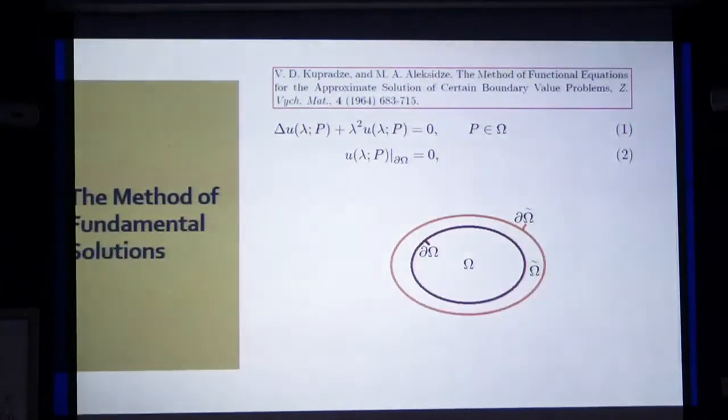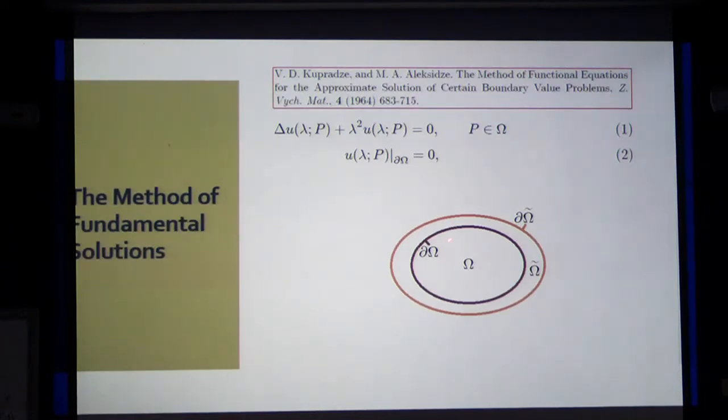Then I will shortly talk about this method of fundamental solutions, which was introduced in 1964 by Kupradze and Aleksidze, and in general it states that for the solution, for example, of this Helmholtz-Dirichlet problem, a solution U for this problem, given these boundary conditions, for a point P which belongs to this domain omega, which is a simply connected bounded domain, which can be in R2 or R3, and for this example is in R2.